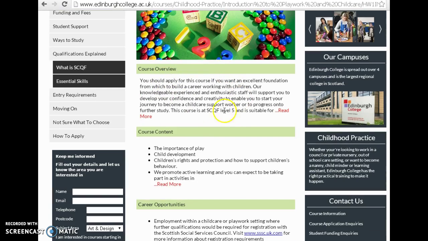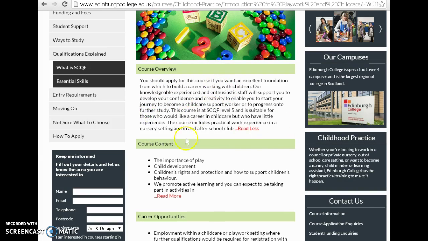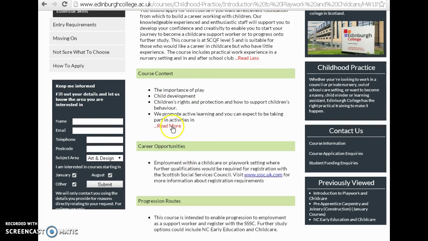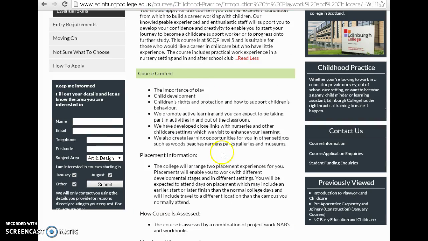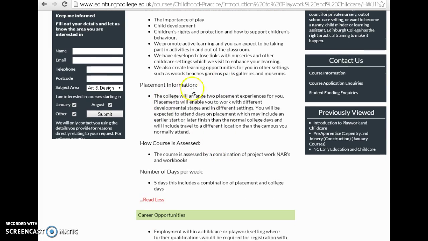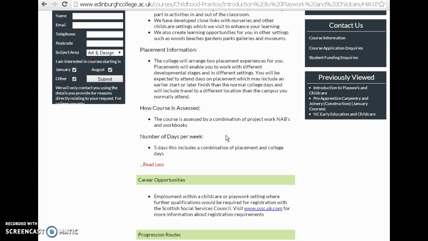You have a course overview, which explains the point of the course and who it's aimed at. It then tells you about the course content, what the course will cover, and how it's taught. It gives you information about any placements involved, so this means you could be out working in an actual job experience as part of the course. It tells you the way the course is assessed and how long the course runs for.